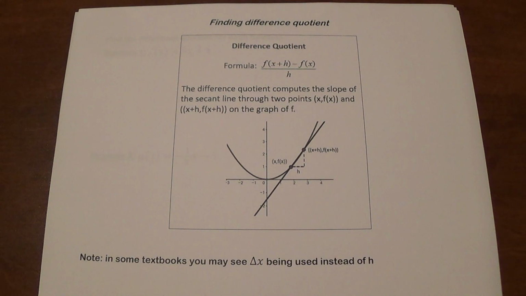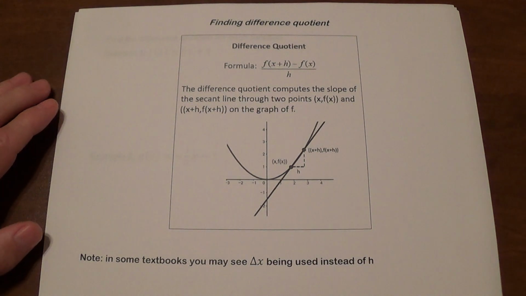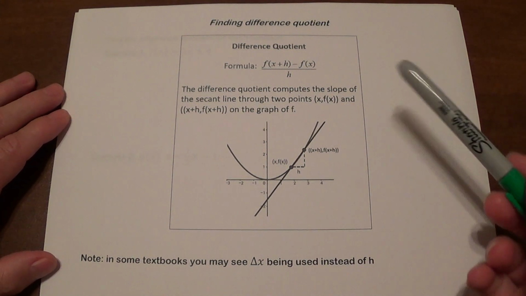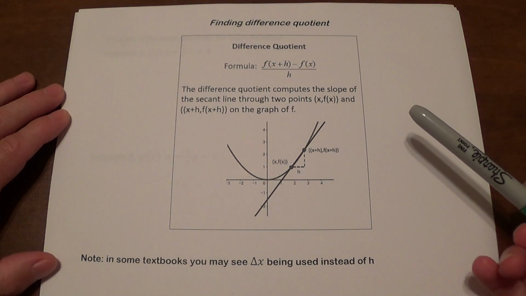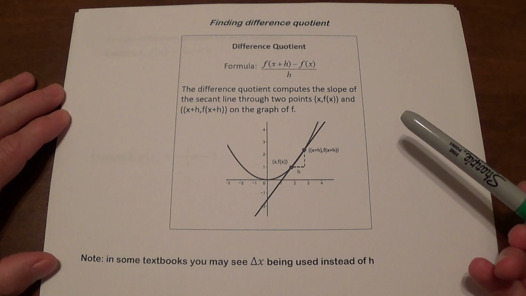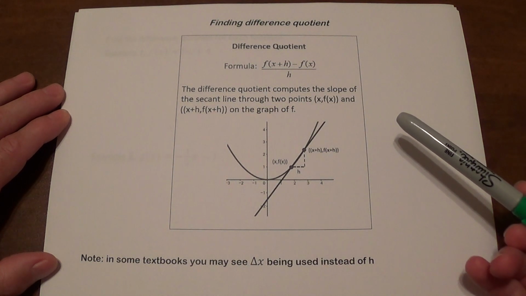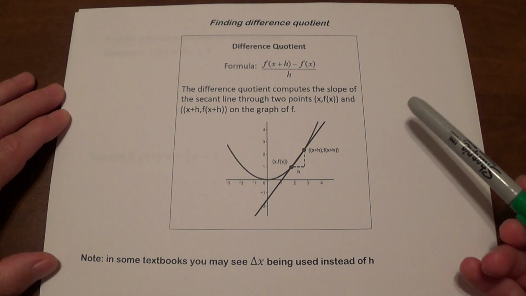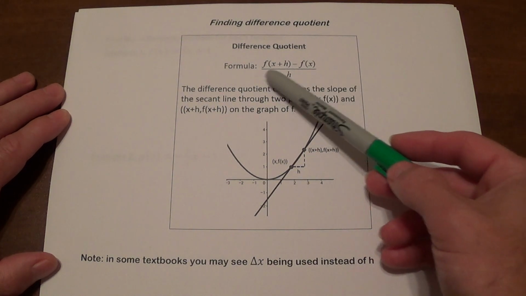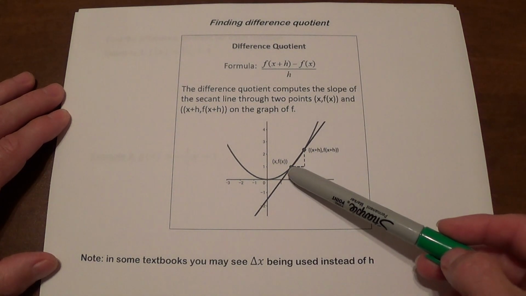Hi, we're going to discuss how to find difference quotient. First, we need to understand what it is. The difference quotient is basically finding the slope of a secant line that passes through the 2 points on the graph of some function f of x. This is the setup, but let me show you what we have here.